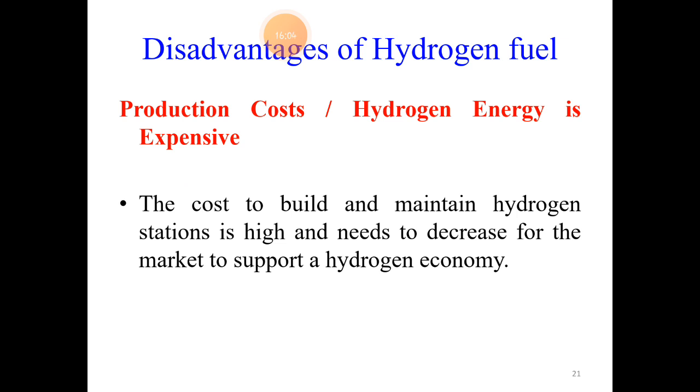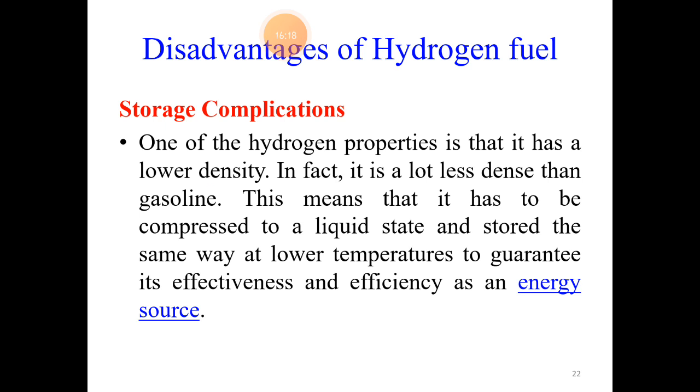The disadvantages of hydrogen fuel: the production cost. Hydrogen energy production is very expensive. The next disadvantage is storage complications. When we convert the gaseous form of hydrogen into liquid form at lower temperature, the efficiency of this resource of energy is very difficult to maintain because it has the power of ready miscibility, or it readily reacts with other compounds. So it's very difficult to store hydrogen in its purest form.